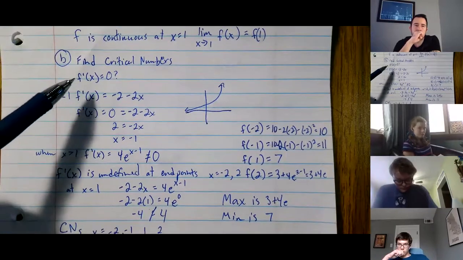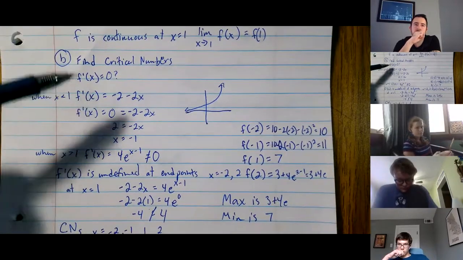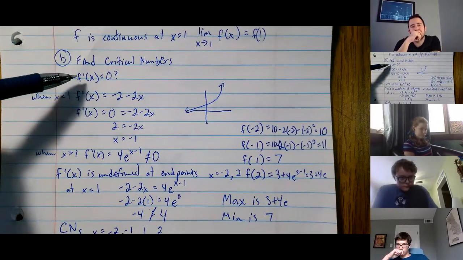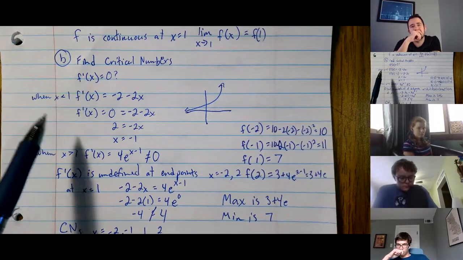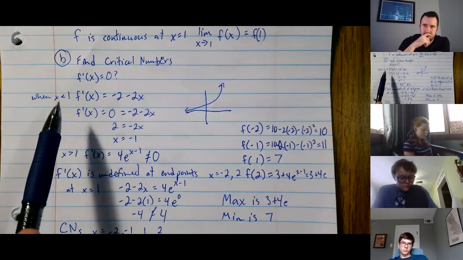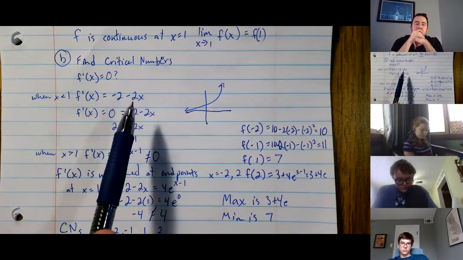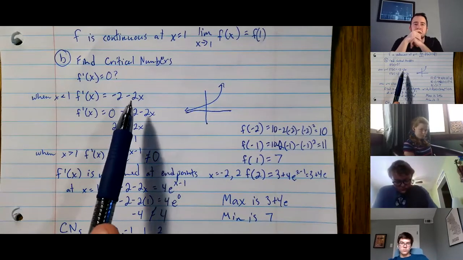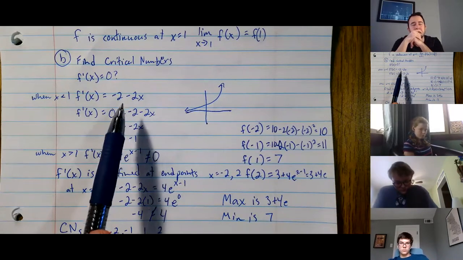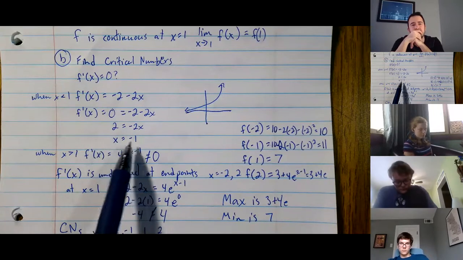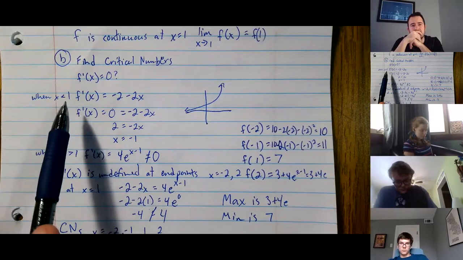Now we remember critical numbers means that f prime is either 0 or undefined. So first of all, I figure out when f prime is 0. On the left of 1, f prime would just be -2 minus 2x. I just took the derivative of 10 minus 2x minus x squared. Then I set that equal to 0 and solve, and I get x equals -1. Of course, x equals -1 is less than 1, so that works.